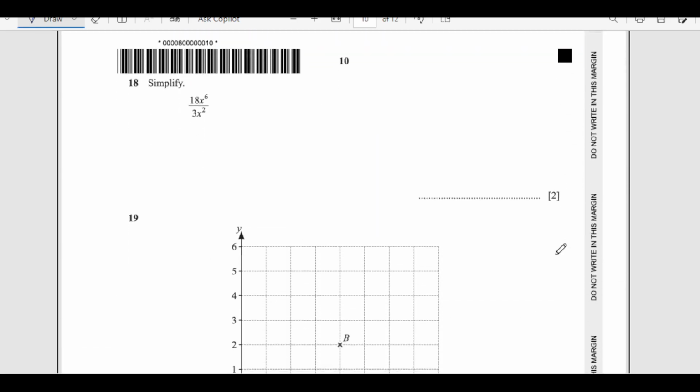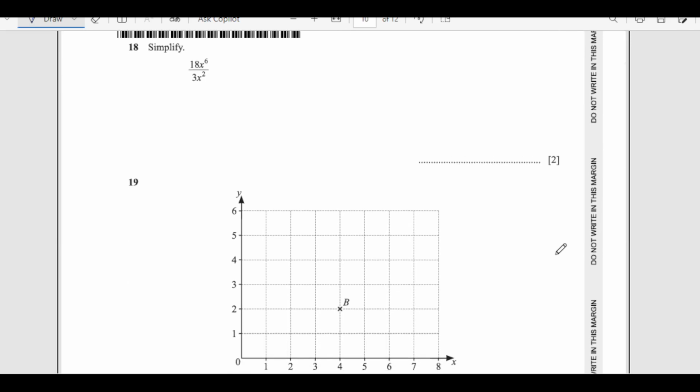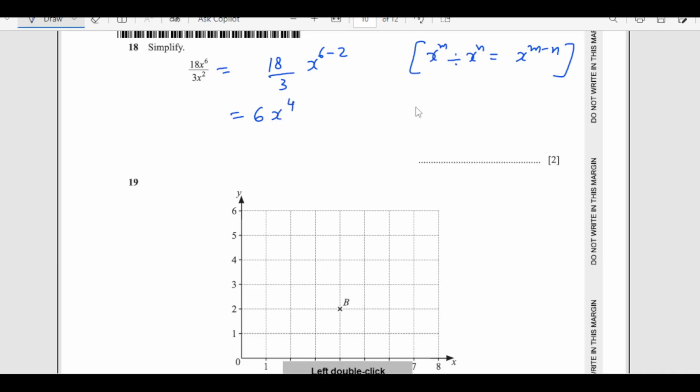Now number 18, simplify 18x to the power 6 divided by 3x squared. We have 18 over 3, then x to the power 6 minus 2. Why have I done this? I have used the exponent rule: x^m divided by x^n, when the base is the same, we subtract the powers, x to the power m minus n. So this is 6x to the power 4.